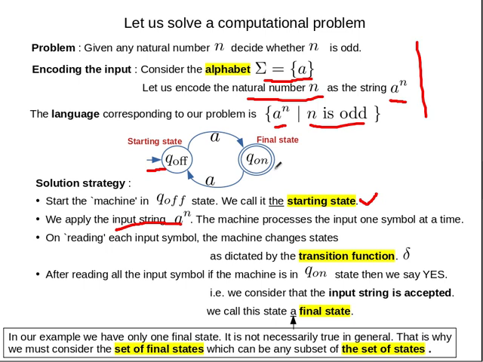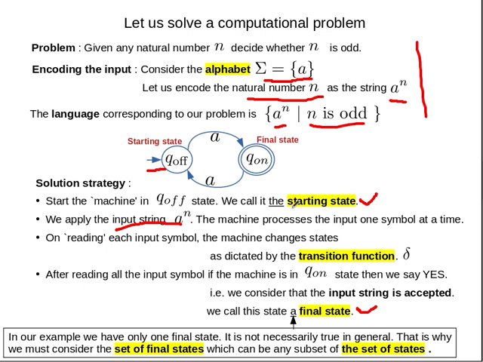You remember that we have to have some acceptance criteria for each automaton, right? Here the acceptance criteria will be that after reading all the inputs, it should be in this q-on state. This is the desired final state. That means our machine has a final state.